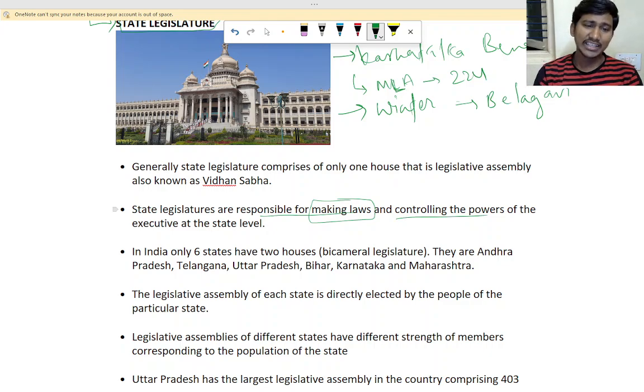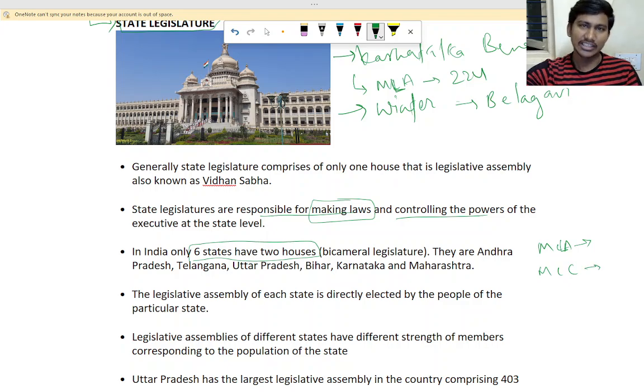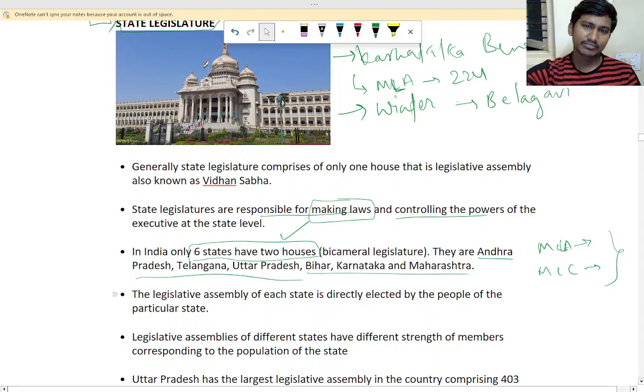In India only 6 states have 2 houses, upper house and lower house, that is MLA and MLC. MLA means Member of Legislative Assembly. MLC means Member of Legislative Council. Both are there in Karnataka. So which are the 6 states? Andhra Pradesh, Telangana, Uttar Pradesh, Bihar, Karnataka, and Maharashtra. Only these states have 2 houses. Otherwise, every state has only 1 house, that is Vidhan Sabha, MLA only.